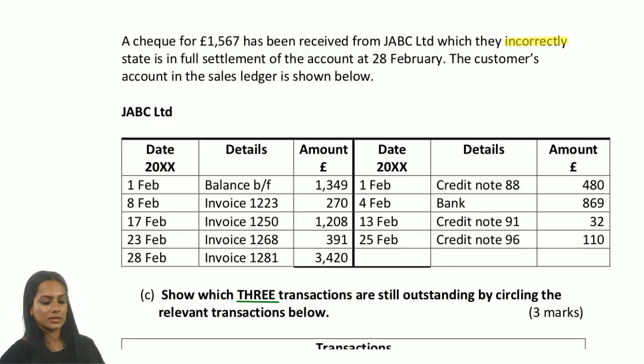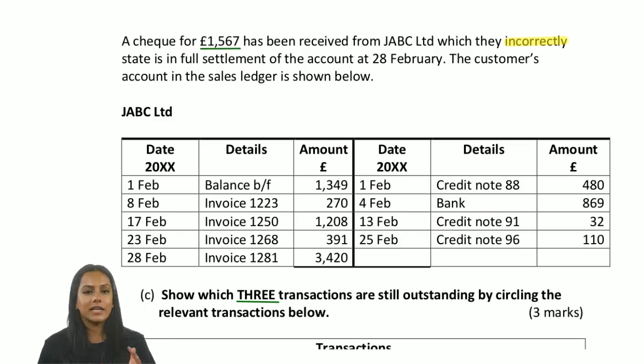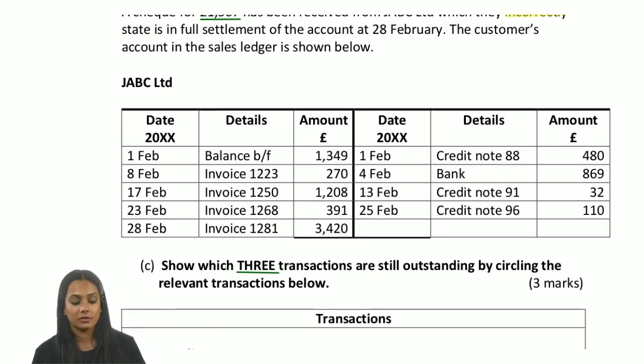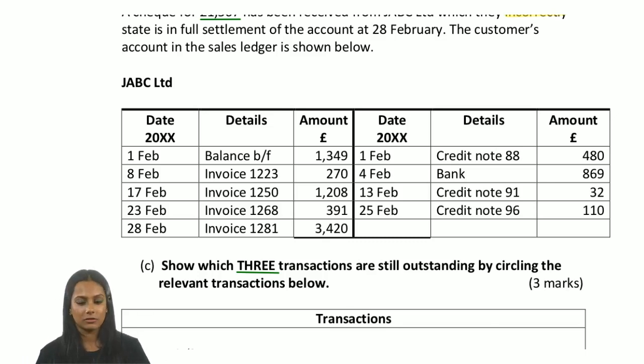Anyway, back to what we were discussing. Which 3 transactions are still outstanding, and therefore you need to circle the relevant transactions below. If they've paid me £15.67, I need to know how much they owe me as at the 28th of February. So I will need to balance this customer's individual account. And if you remember how to balance accounts, you are going to be very successful for any of the financial accounting papers, especially at level 2.